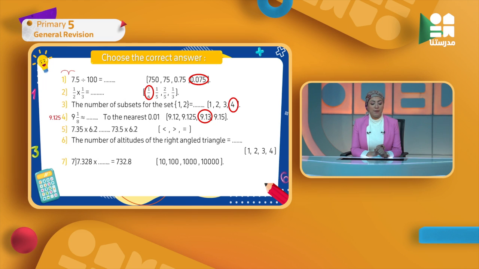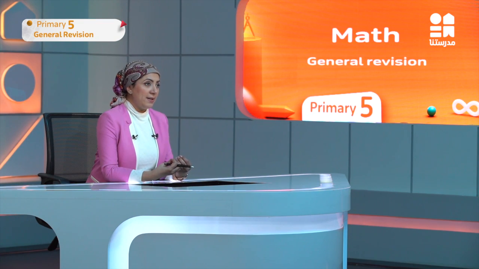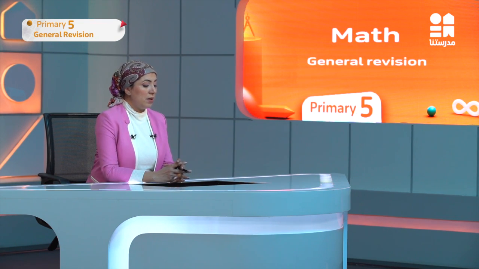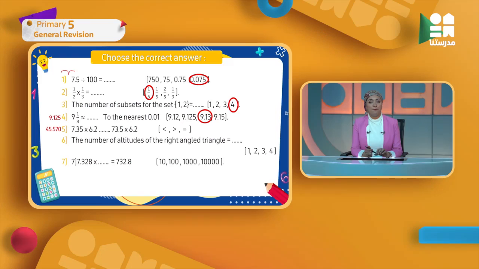Question 5. 7.35 times 6.2 and 73.5 times 6.2. Which is bigger? ولا الاتنين equal to each other؟ ولا ايه؟ I multiply both numbers by each other. I get the answer, then I compare. طيب. The answer for the first one is 45.570. The answer for the second number is 455.70. Okay? Then which is bigger? The second number, of course, is bigger. So I'll choose the first sign.